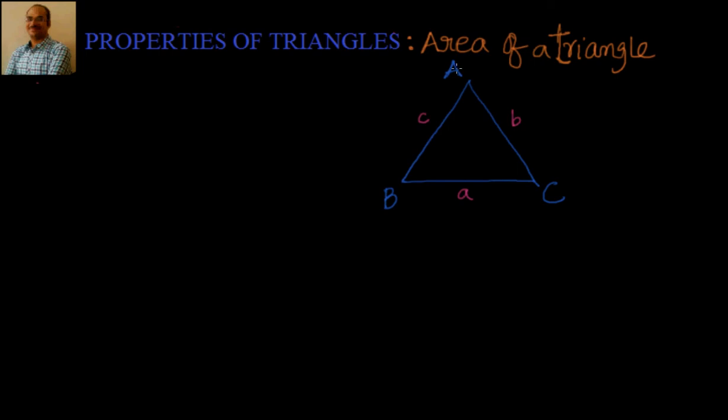So we'll see how to calculate the area of a triangle. We know the formula for the area of a triangle. The area of a triangle, delta, is equal to half into base into height, which is perfect and easy if you know the altitude and you know the base.